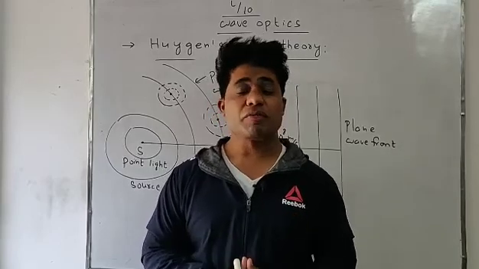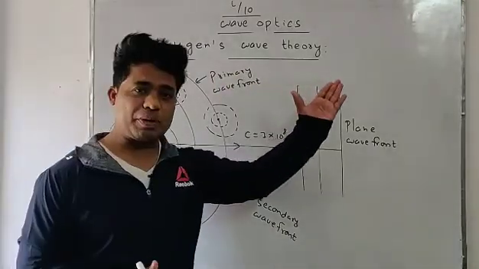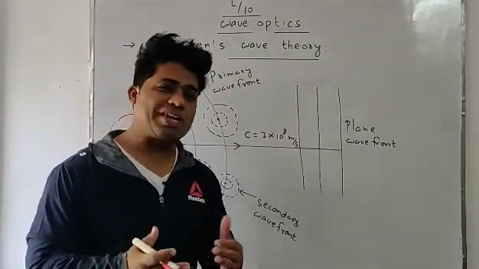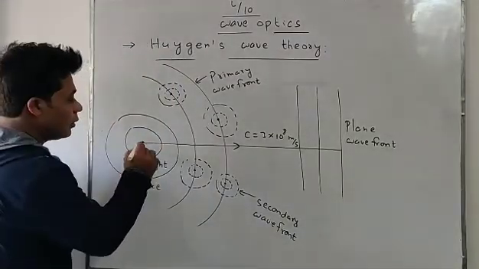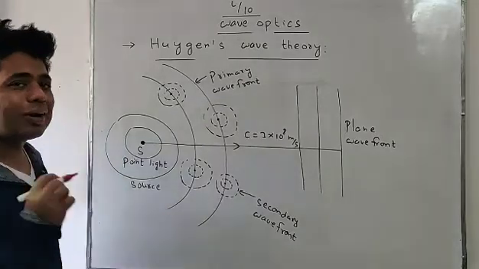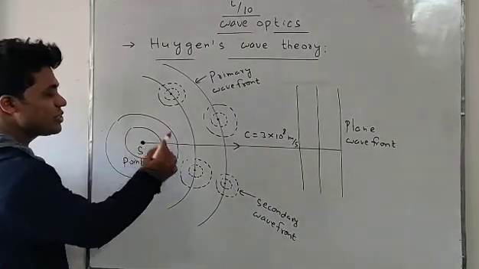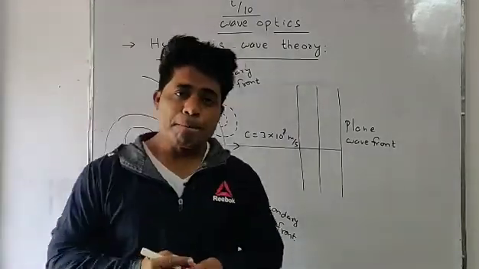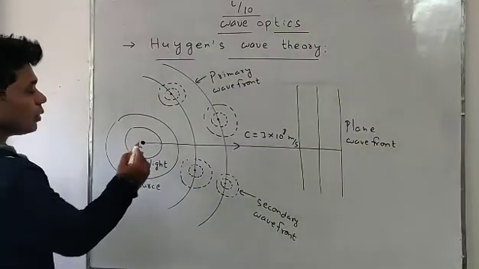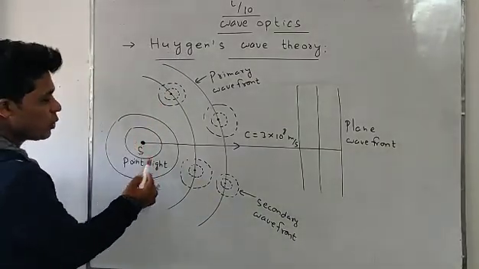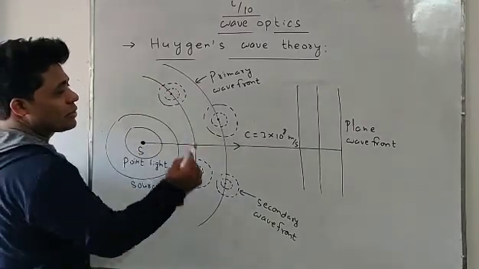Okay, so let's start with Huygens principle. One of the most important topics, Huygens principle, Huygens wave theory. What is Huygens wave theory? Look at students, it states that each and every light source, point light source, S is a point light source. It emits a spherical wavefront. We know very well, a point light source always produces a spherical wavefront. So S is a point light source, it produces a spherical wavefront, and it travels like this.